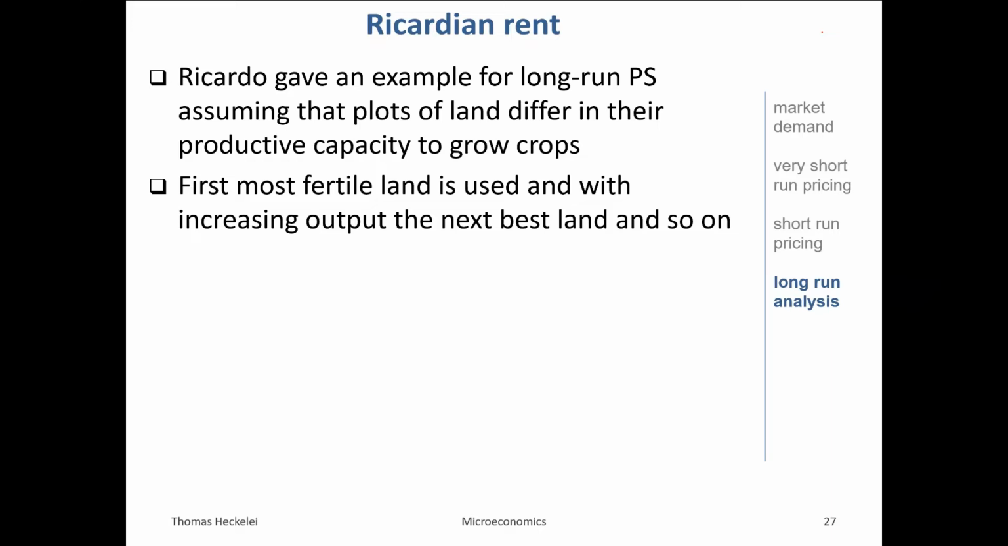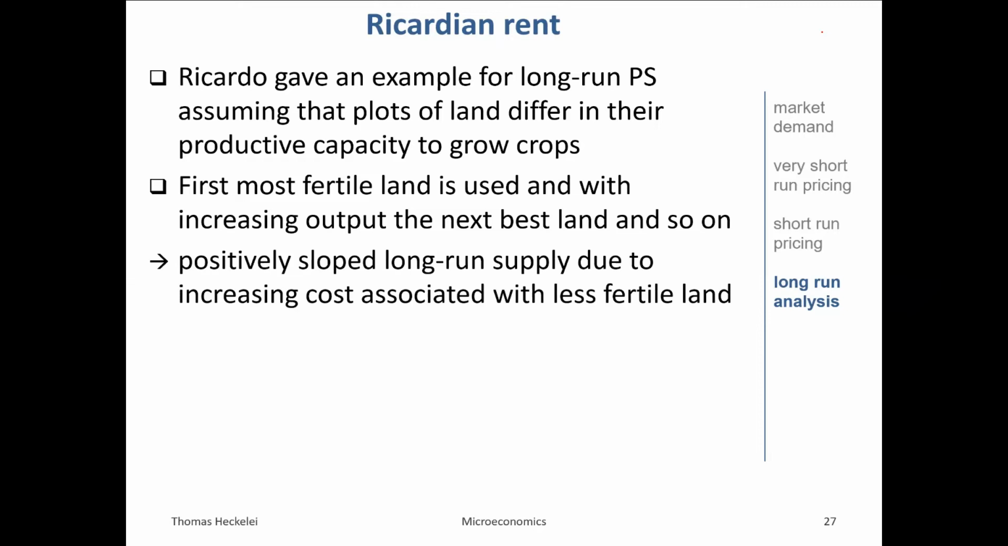So that's the setup. In this case, we have something that we have seen before in the example: the long run supply is positively sloped, so upward sloping, due to this increasing cost associated with less fertile land. Wait a moment, why is less fertile land more costly?